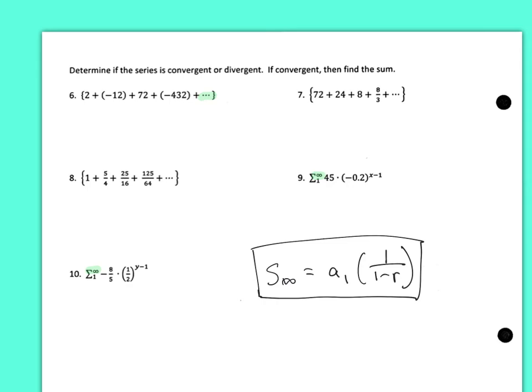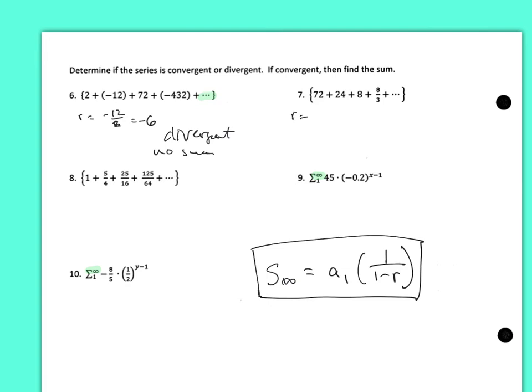So the first thing you have to do is find the r, because if it's divergent, then you're done and you can't do the problem anyway. So here for the r, looks like negative 6. And again, whether it's negative or positive, we look at the absolute value, which is much larger than 1. So this is divergent, which means the sum does not exist, or you can say no sum, or you can just say divergent. It's totally up to you.